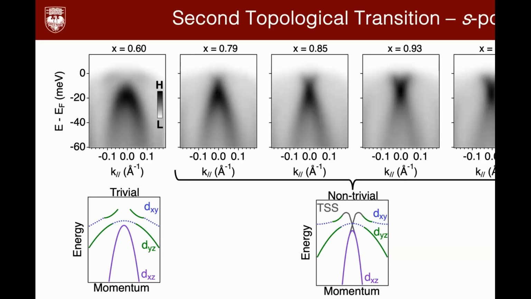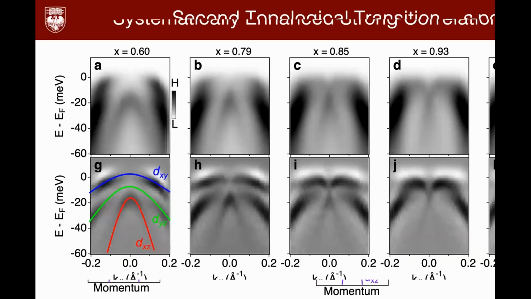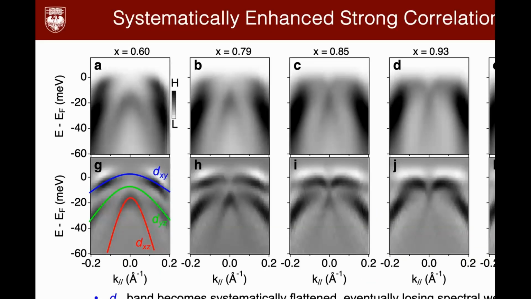So what's happening here? We can gain more understanding by looking at the bulk band structure as well. Here we just tune to the P-polarized light. As you may remember, the P-polarized light highlights the bulk dxy and dyz states. The top is the ARPES raw spectra, and the bottom is the second derivative, such that you can visualize the band hybridization much better.